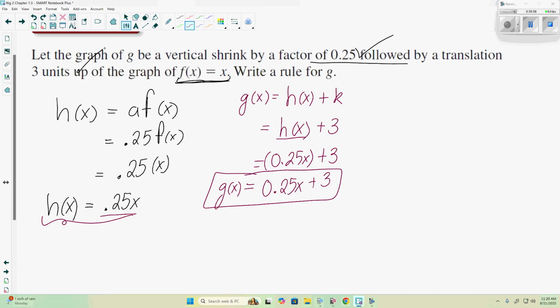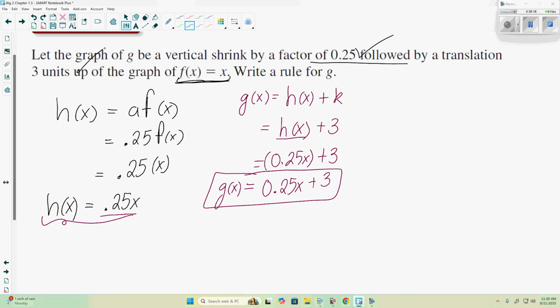No. Because g of x, so we did it. First transformation, applying the vertical stretch, got us to 0.25x. Then we did our next transformation of up 3, which got us to 0.25x plus 3. Questions on this here?